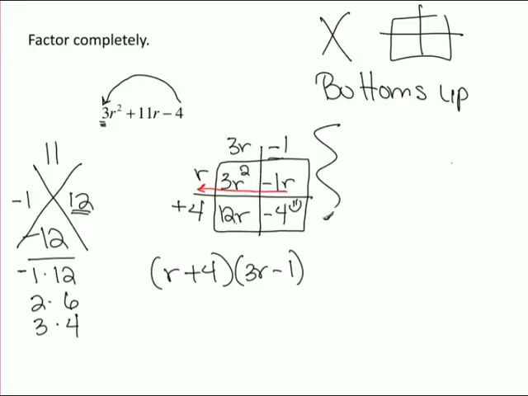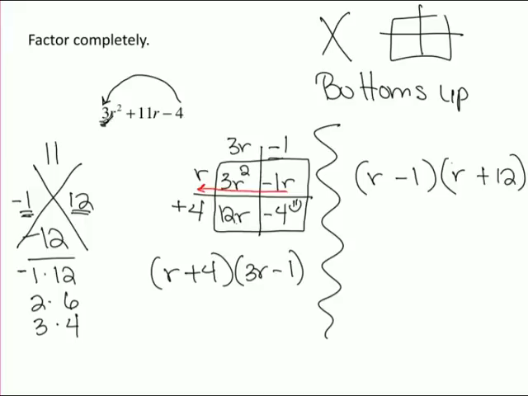The other method, the bottoms up method, you start with the same negative 1 and the 12. So we put it in parentheses here. So we use the same variable, r and r, and then we're going to put a minus 1 and a plus 12. So whatever number you get here, you put there. Whatever number you get here, you put here.